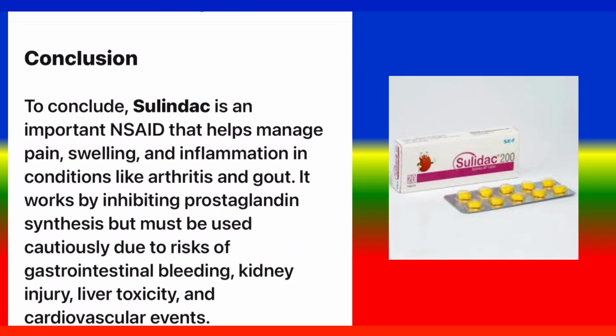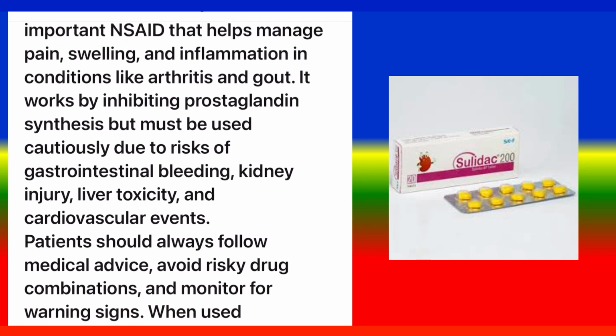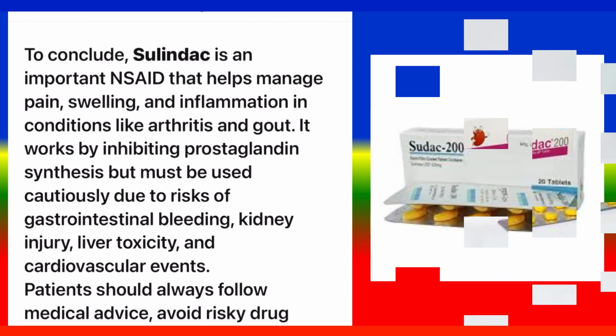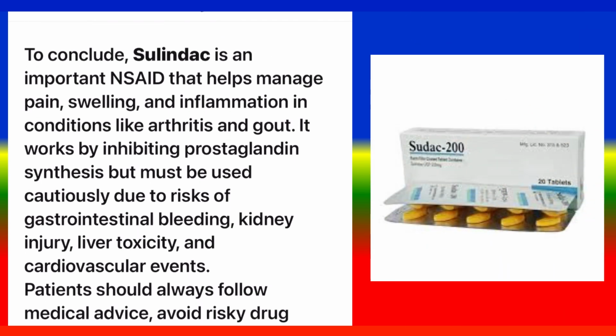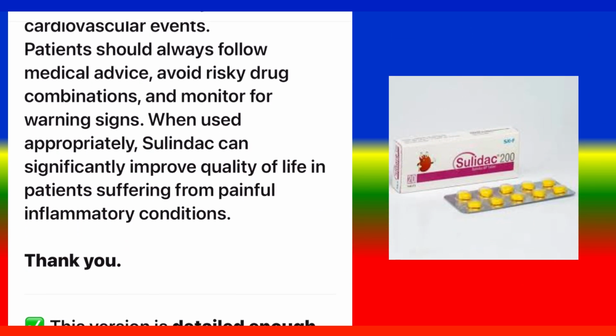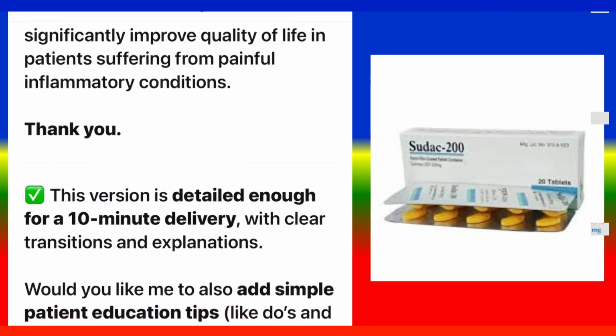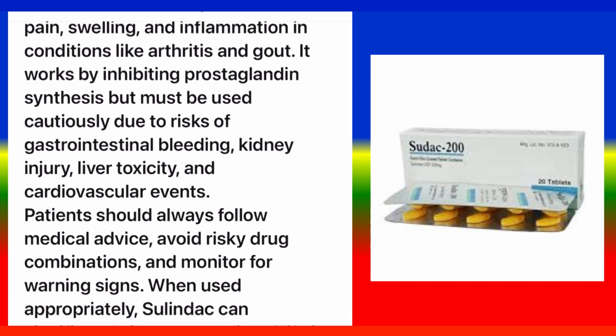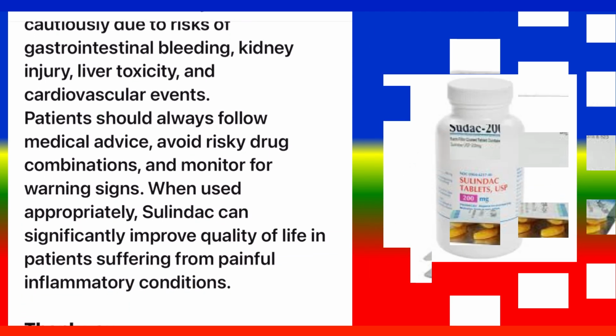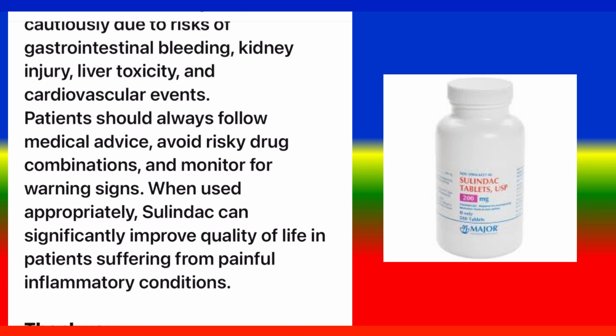Conclusion. To conclude, Sulindac is an important NSAID that helps manage pain, swelling, and inflammation in conditions like arthritis and gout. It works by inhibiting prostaglandin synthesis, but must be used cautiously due to risks of gastrointestinal bleeding, kidney injury, liver toxicity, and cardiovascular events. Patients should always follow medical advice, avoid risky drug combinations, and monitor for warning signs. When used appropriately, Sulindac can significantly improve quality of life in patients suffering from painful inflammatory conditions.